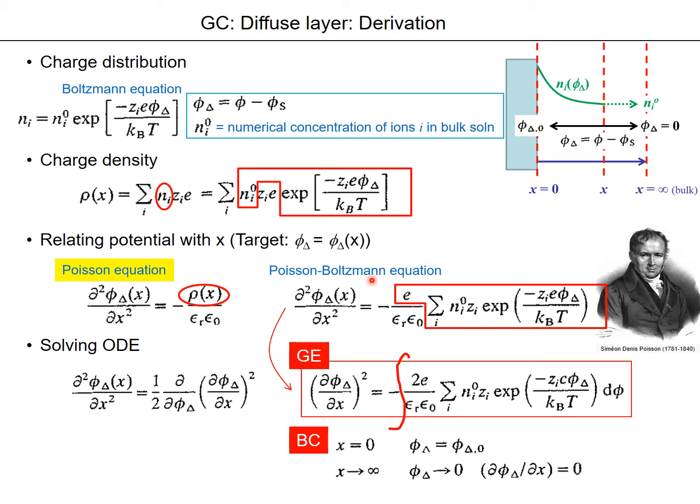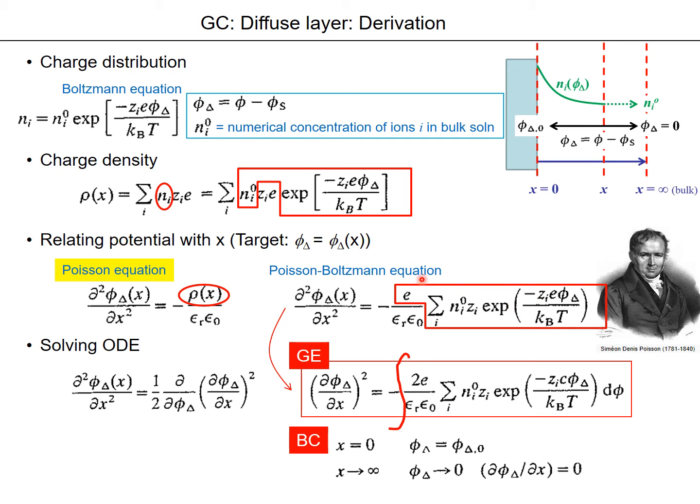I mean, after combining the Poisson equation with the Boltzmann equation, we could obtain the governing equation, which is the Poisson-Boltzmann equation. The second derivative of potential with respect to the distance comes from the Poisson equation, and on the right side you can find the Boltzmann equation.